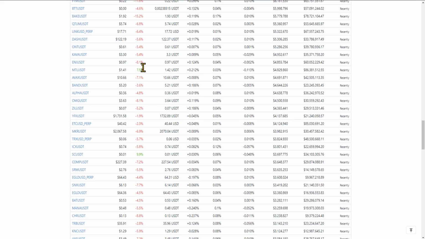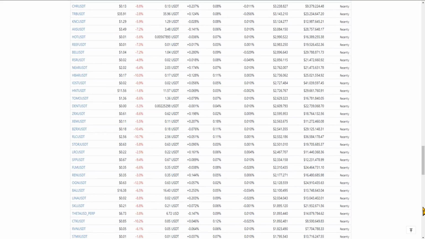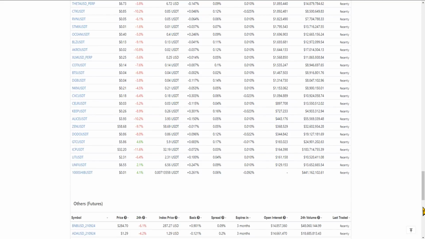We can see that there's still good gainers. See a coin at 9.9%. That's good. That's showing positive interest. Not too many though at the moment.